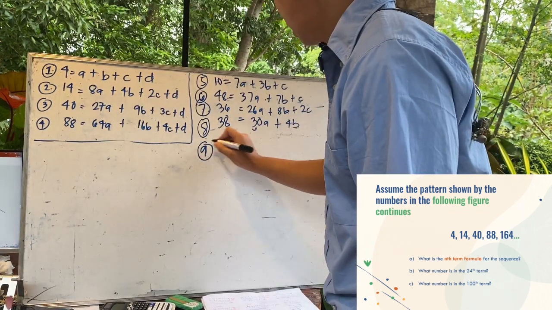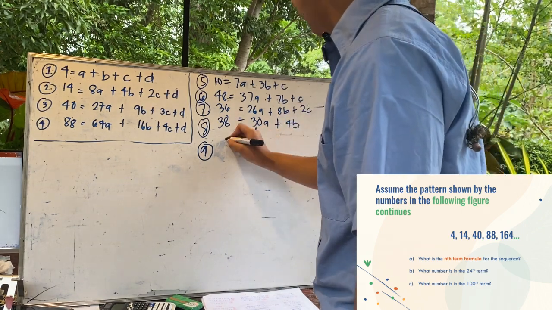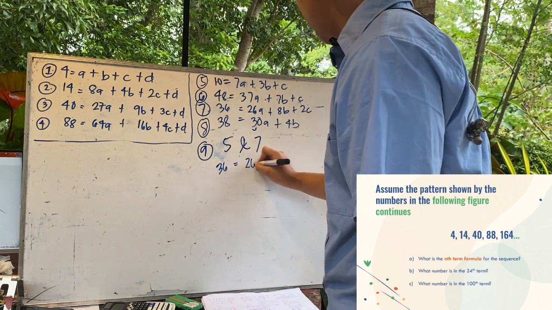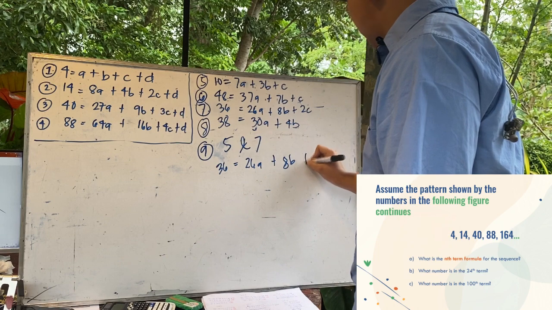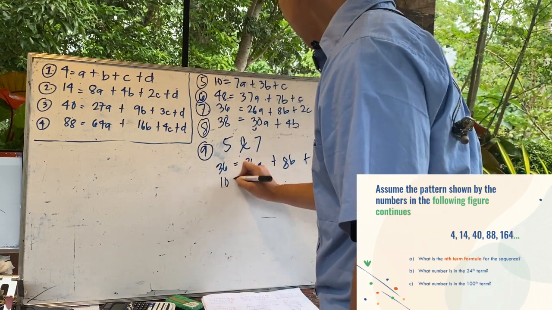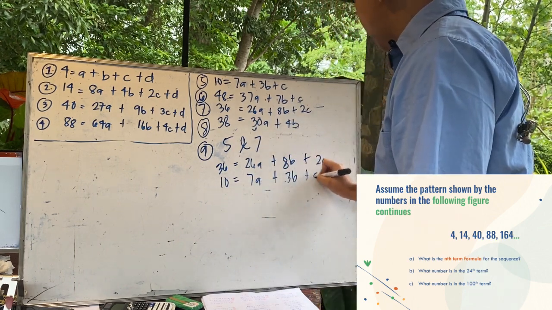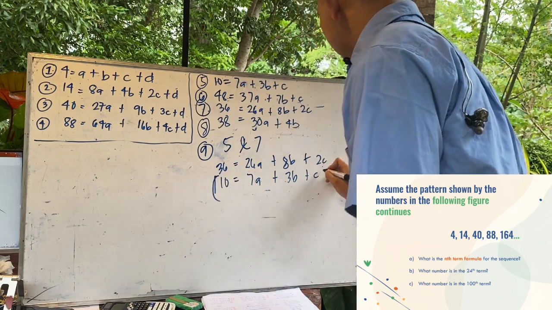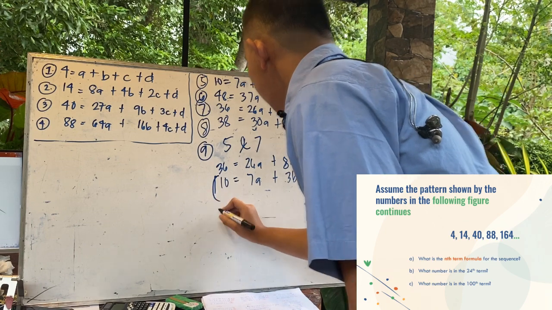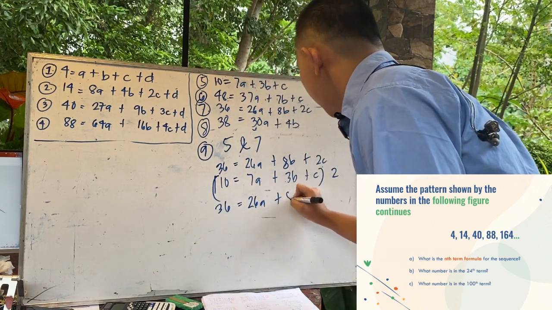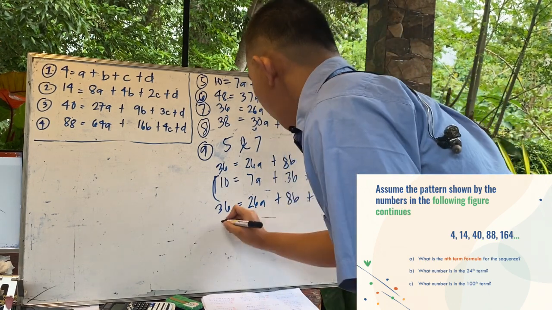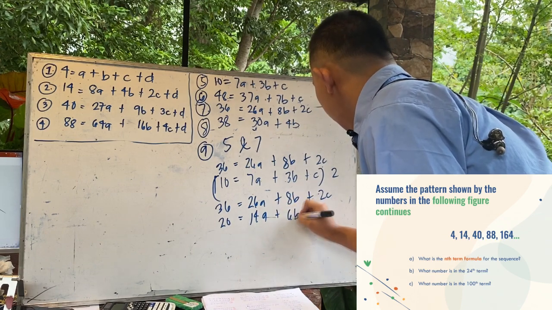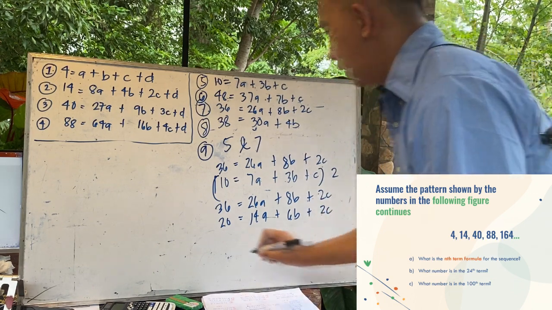And now for equation 9, we have to subtract equation 5 and 7. So equation 7 is 36 equals 26a plus 8b plus 2c. Equation 5 is 10 equals 7a plus 3b plus c. In order to cancel c, we have to multiply equation 5 by 2. And now we have 36 equals 26a plus 8b plus 2c. 10 times 2 is 20. 7a times 2 is 14a. 3b times 2 is 6b. c times 2 is 2c.